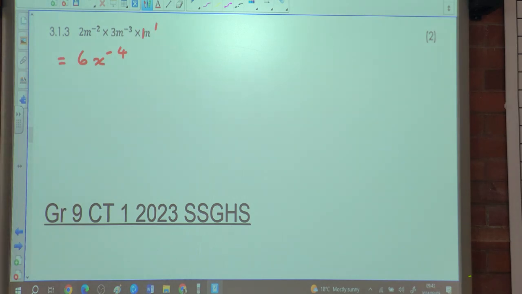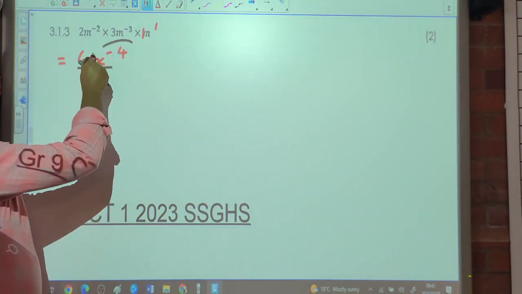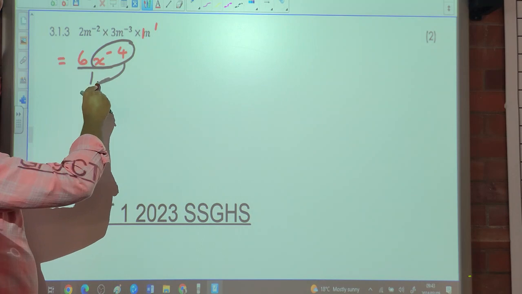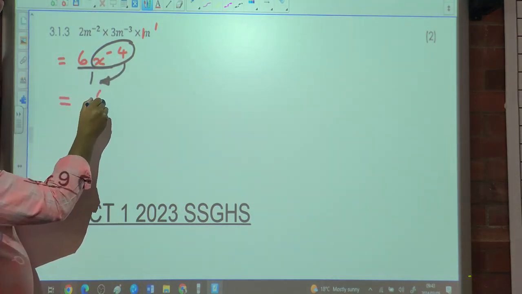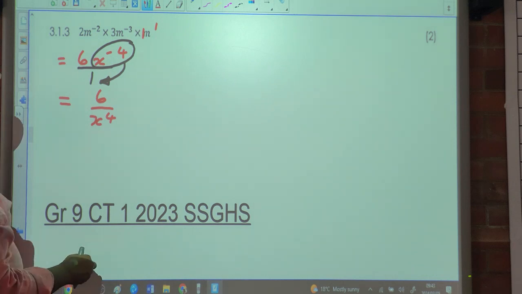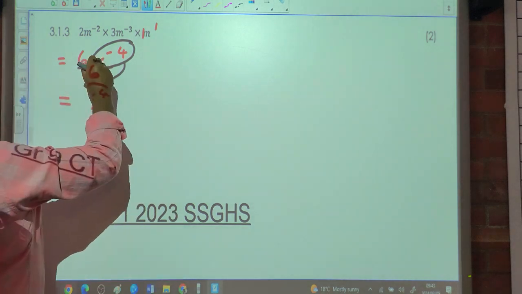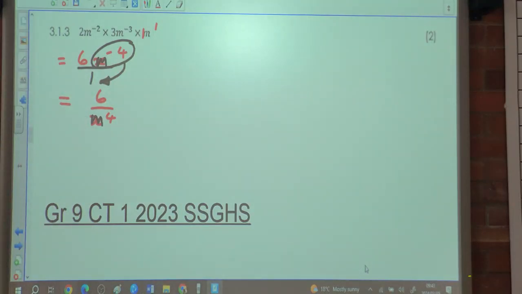But what's the instruction? Positive exponent. Is this a positive exponent? No. So this is naturally over 1, not so. And only that goes down. Leave the 6 on top, because that negative is only on the m. So it will be 6 over m to the exponent. Okay, I've written the x there as well. Sorry about that. Any confusion there?